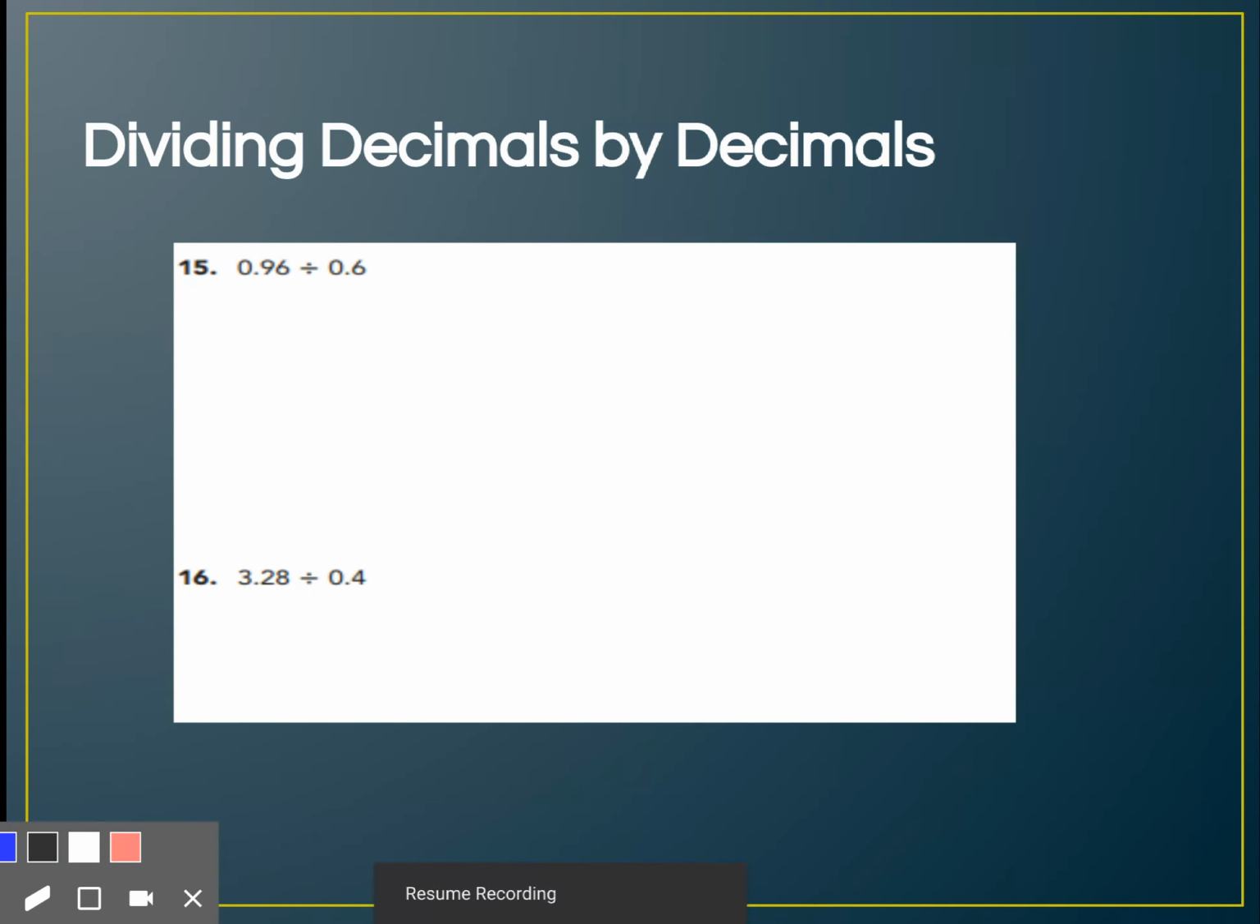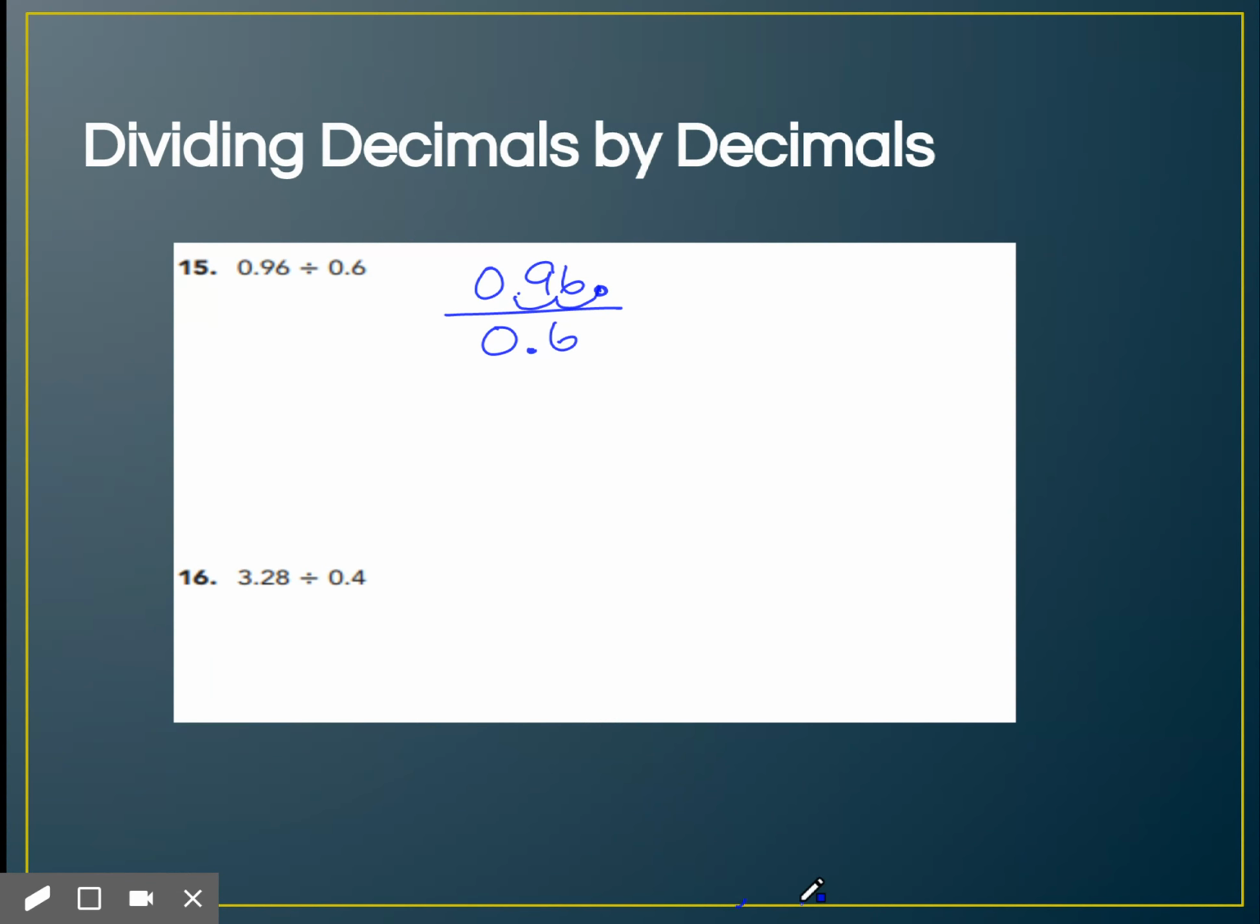All right, so let's try 0.96 divided by 0.6. Again, I'm using method 2, 0.96 over 0.6. I'm moving my decimal over on top 1, 2 spaces. So I have to do the same with the bottom, 1, 2. So I have to fill in a 0 here. And now I'm going to do long division, 96 divided by 60, to determine what my answer is.